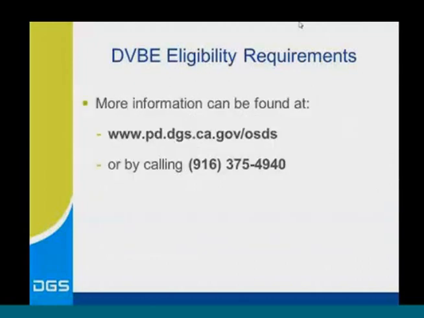For more information on our certification, the small business requirements, or the DVBE requirements, please don't hesitate to either go to our website, which is www.pd.dgs.ca.gov/OSDS, or call directly 916-375-4940. And their hours of operation are Monday through Friday, 8 a.m. to 5 p.m.